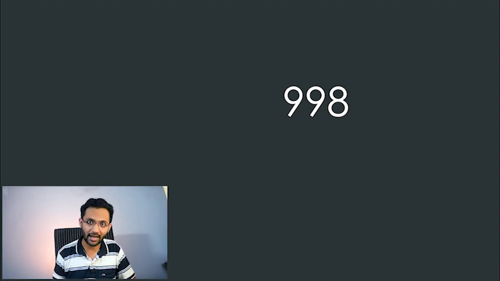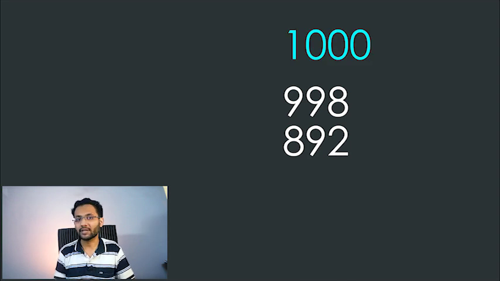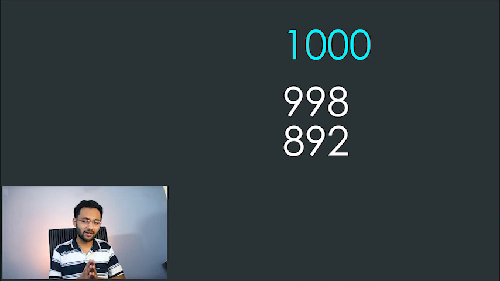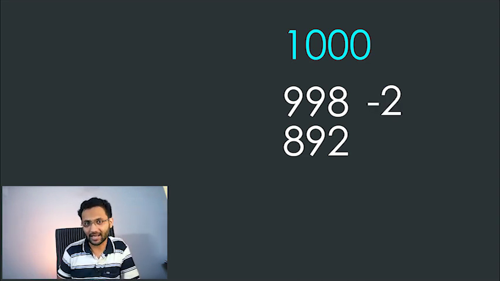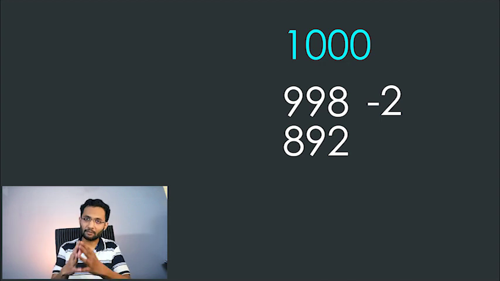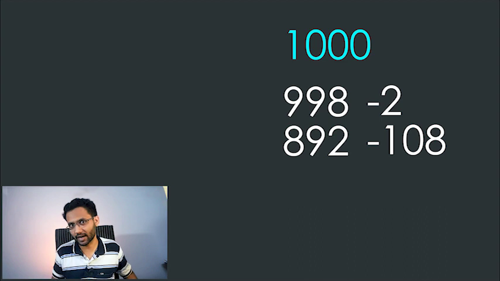998 multiplied by 892. Let's solve this quickly. Here the base is 1000. So 998 is 2 less than 1000, so write minus 2. 892 is 108 less than 1000, so write minus 108. Now cross addition or subtraction.